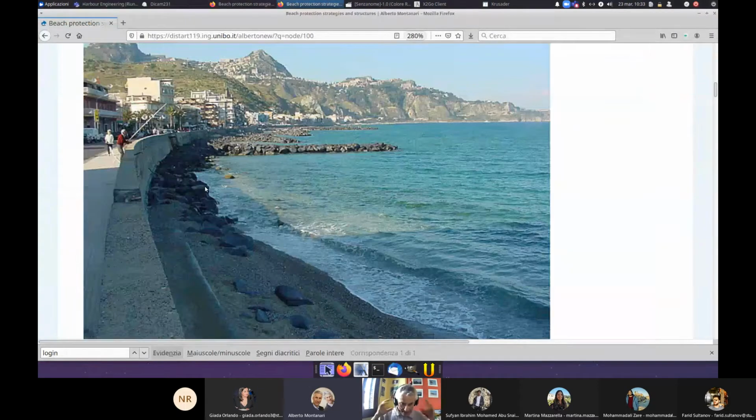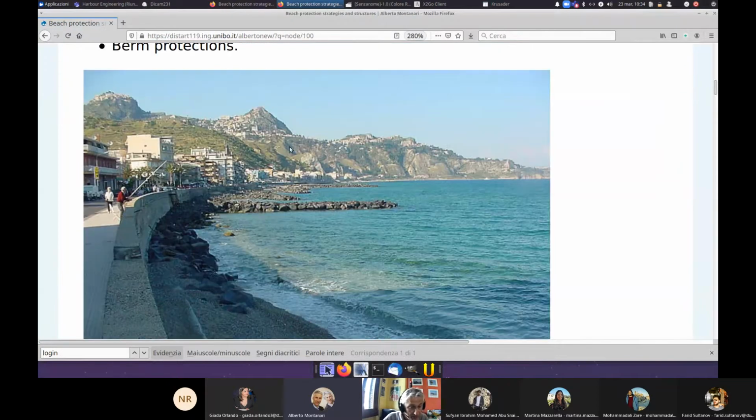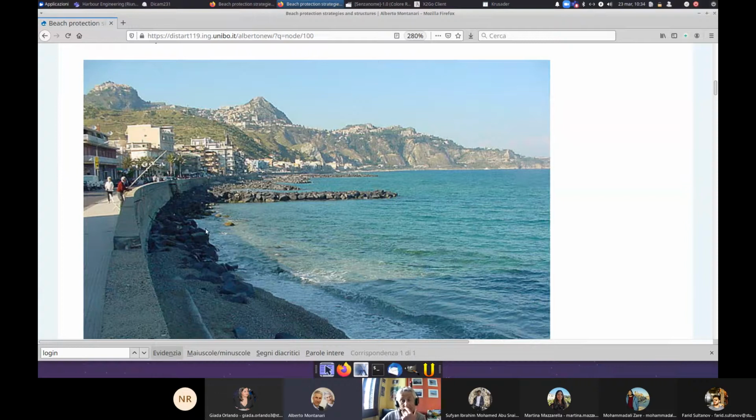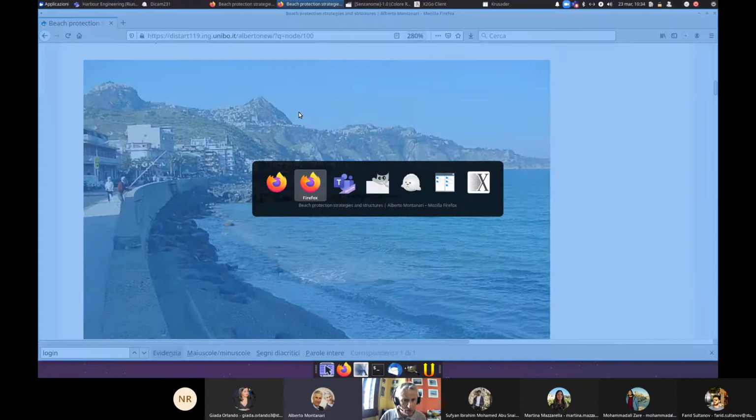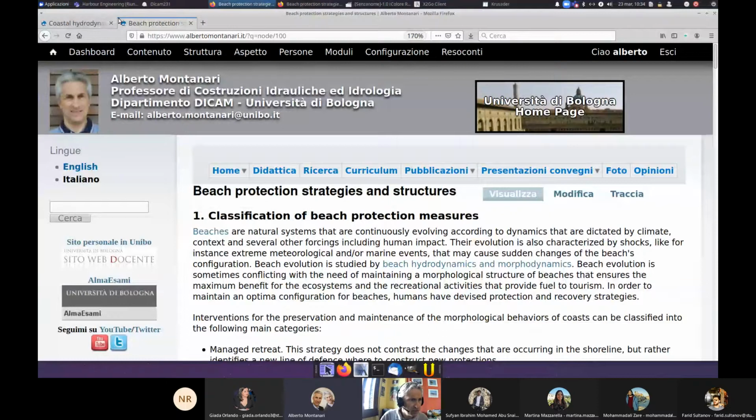So revetments are, as I said, these boulders that protect the sand of the beach. They are very effective in protecting the beach. Of course, their visual appearance is not the best. And berm protections are basically, you know what the berm is. Let me refer to a sketch in order to recall what a berm is.